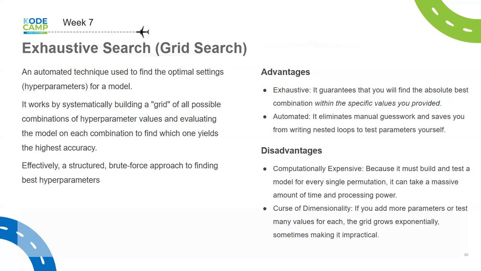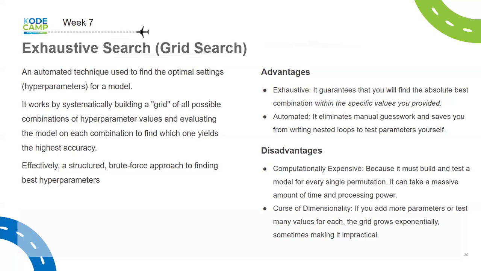Also, because sklearn provides an algorithm for it, provides a class for it, you don't need to do all of this yourself. You could have done it yourself, by the way, by just writing nested for loops, okay, to test those parameters. But you just give the parameters and the hyperparameters, and it does that.